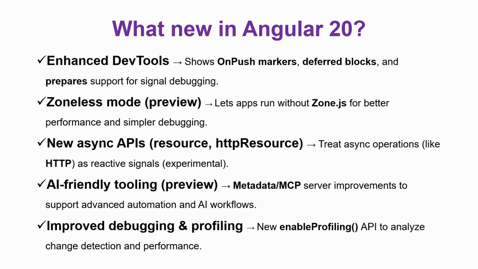Zoneless mode. Here you can either add the zone.js file for better performance and simpler debugging, or you can do it without the zone.js file also. It's not mandatory in Angular 20 and above. A new async API like resource and httpResource has been introduced in Angular 20, which helps in creating async operations like HTTP as reactive signals. But this is experimental.